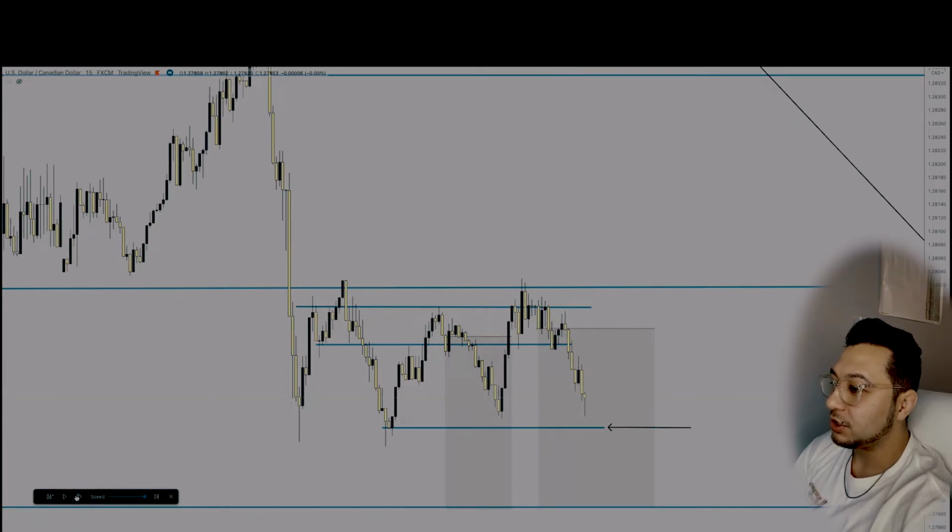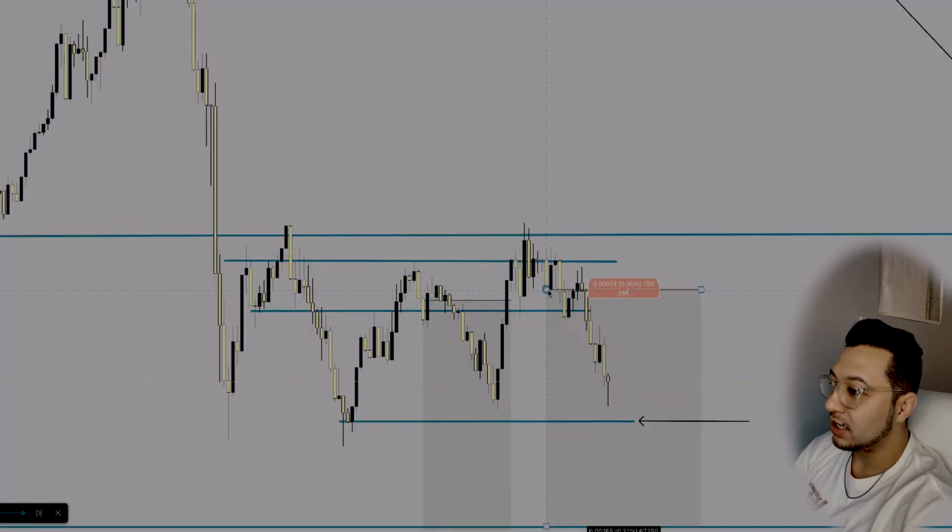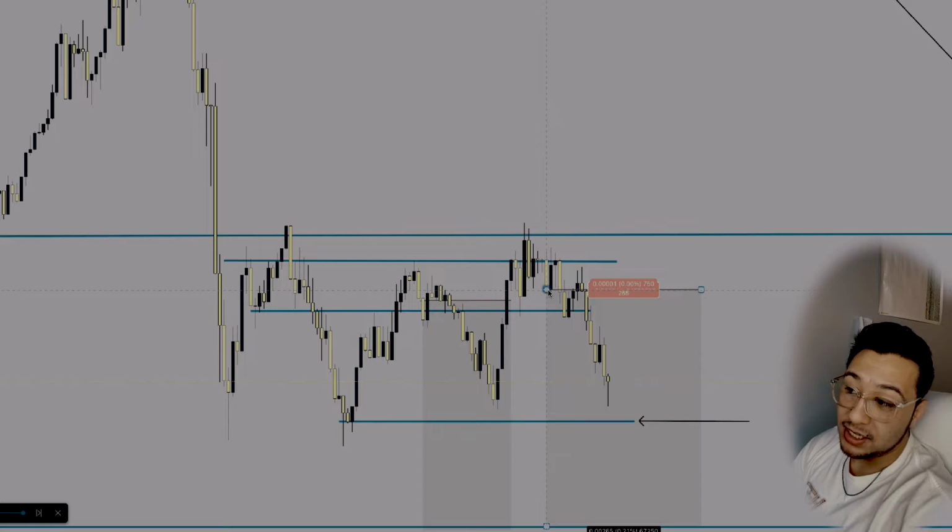Okay, we kind of got a wick rejection, so what we're going to do is this, move our stop loss into a slight profit. You can do that, or depending if you have multiple positions open, say like you're risking a max of 1%, but you have 2 positions open.